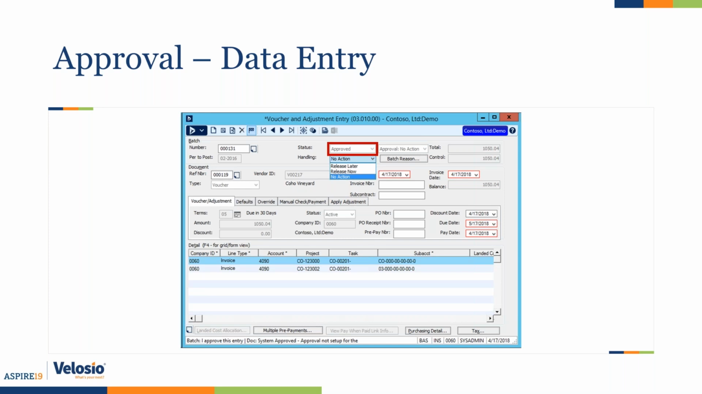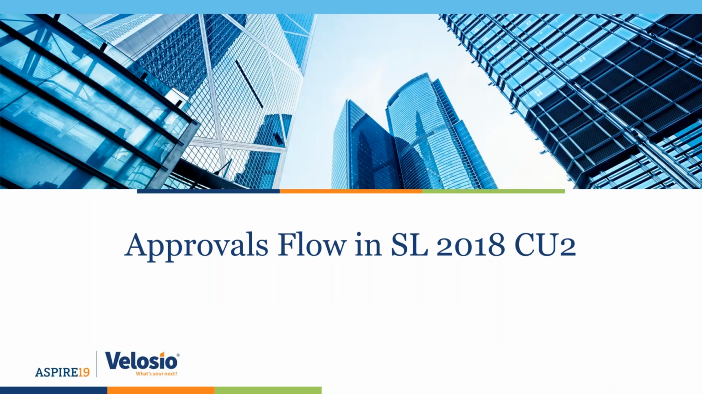Now I can do a release now, release later. The normal options are there, and then I can go ahead and process this batch. So, great new functionality. Now I told you that there are 3 ways to approve. I've shown you one. We're going to briefly touch on it, and we'll go into more detail in our next session coming up.